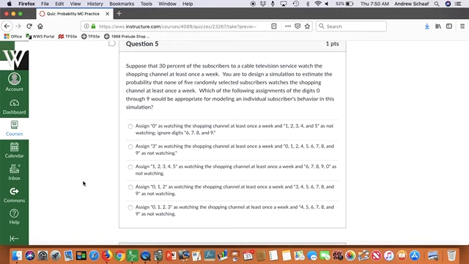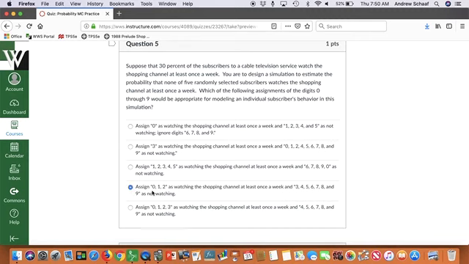Question number 5, this is about a simulation. So I want to simulate the fact that 30% of subscribers to this cable television service watch the shopping channel at least once a week. So I am using the digits from 0 to 9. There are 10 digits from 0 to 9, so I need 30% of them. I need 3 of those digits to represent the event watching. So that would be here.